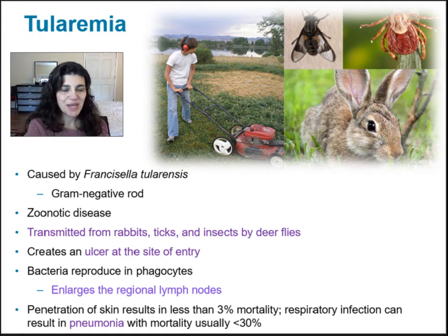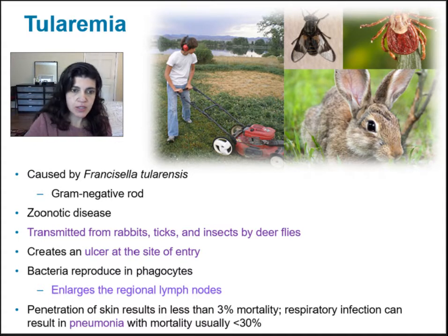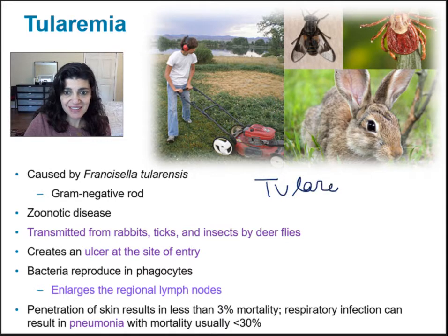I'm back. So now we're going to talk about other bacterial diseases of the cardiovascular system. So we'll start with tularemia. Tularemia is a disease that was first found in Tulare, a county in California. That's why it has this name.